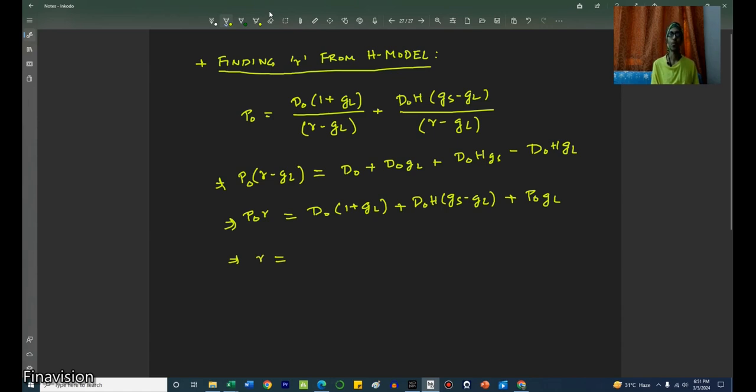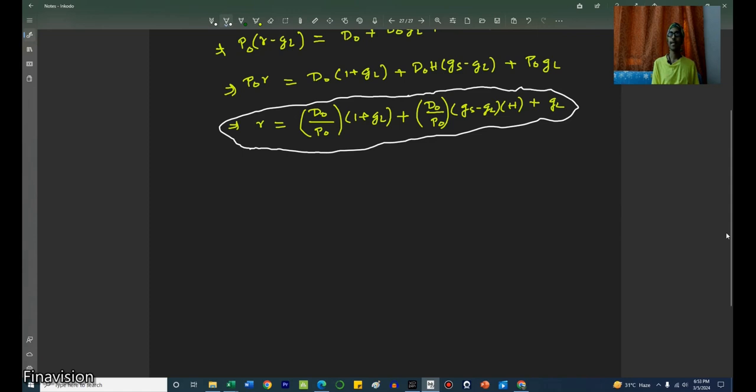R is equal to D0 by P0 into (1 plus GL) plus D0 by P0 into (GS minus GL) into H plus GL. This is the expression for finding out the required return from the H model.